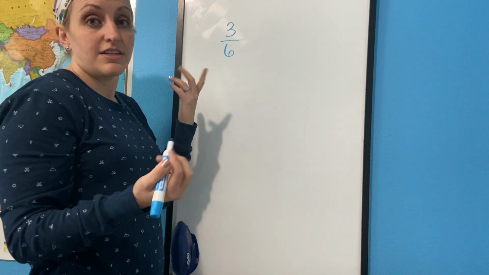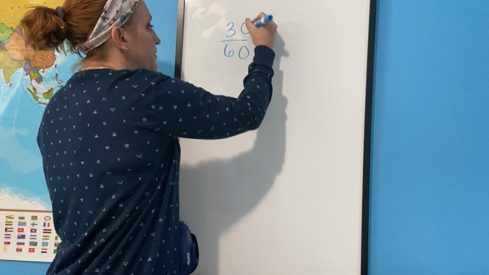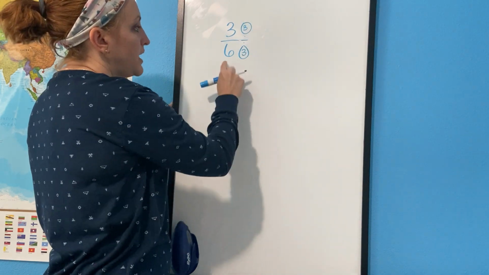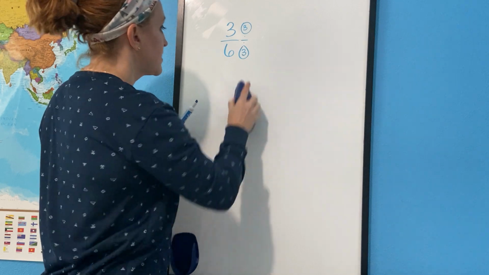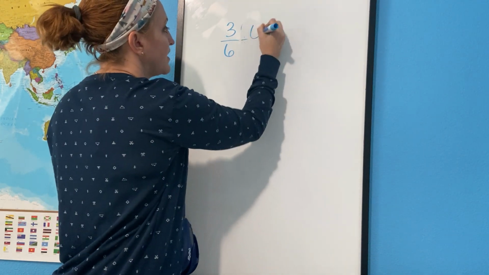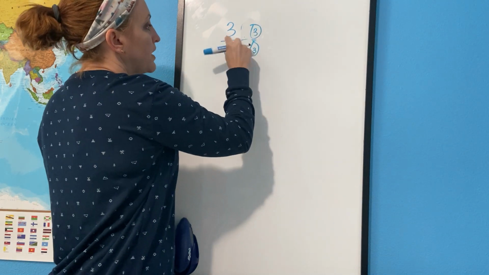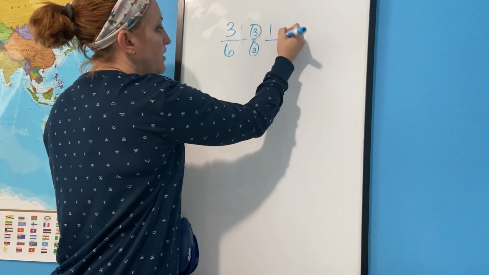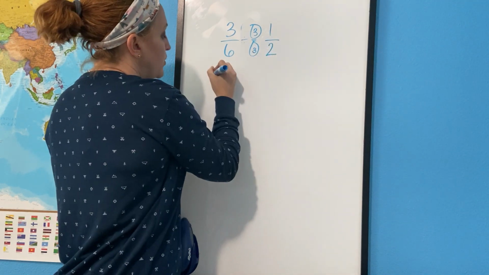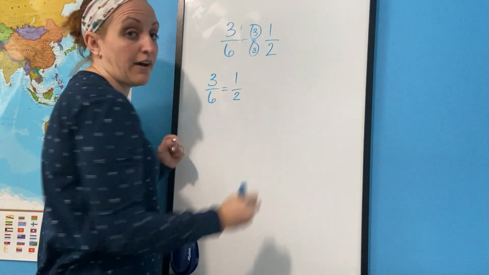But I know 6 I can divide by 3 too, so I'm going to do division double bubble, and I'm going to divide both of them by 3. All right, oops, I wrote that wrong. Sorry, guys. I wrote my double bubble in the wrong spot. There we go. All right, so I'm going to divide both of them by 3. 3 divided by 3 equals 1. And 6 divided by 3 equals 2. So 3/6 is the same thing as 1/2.